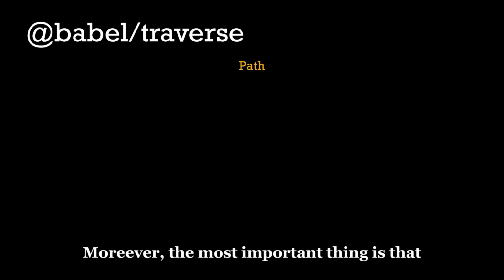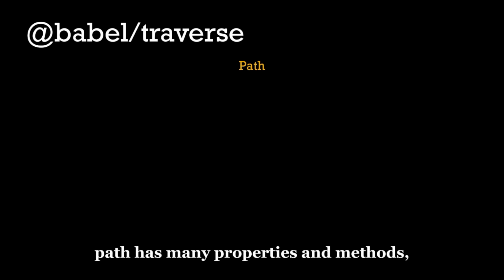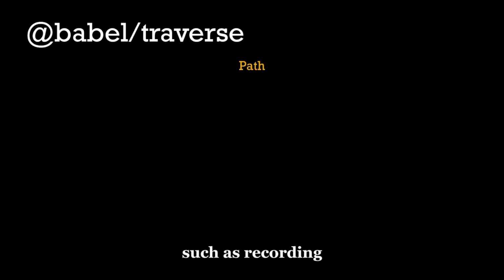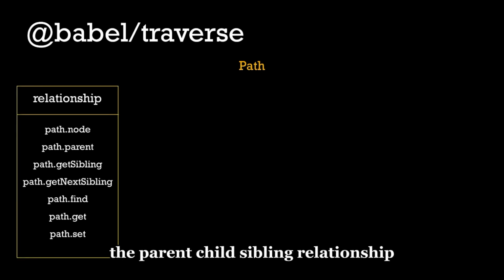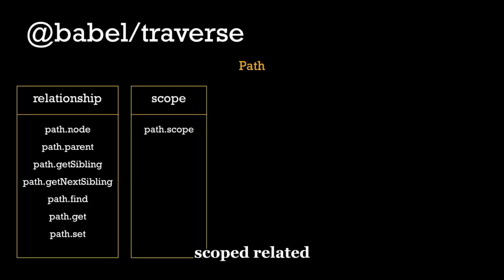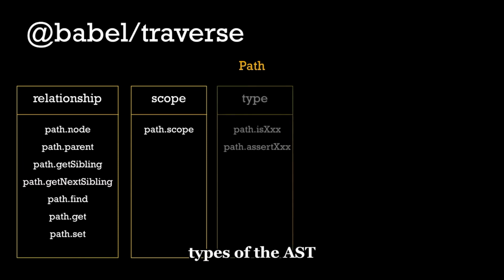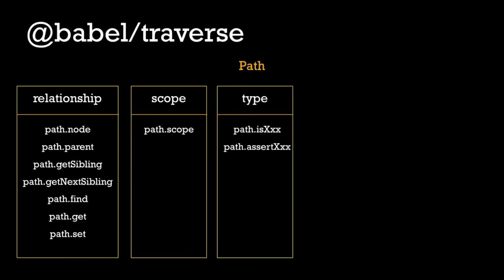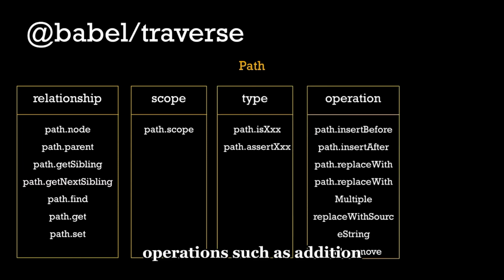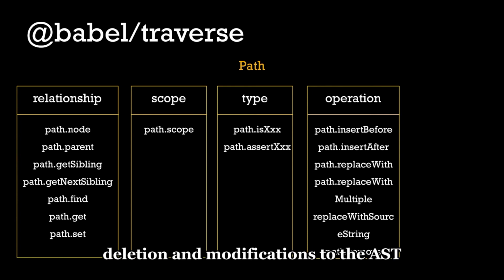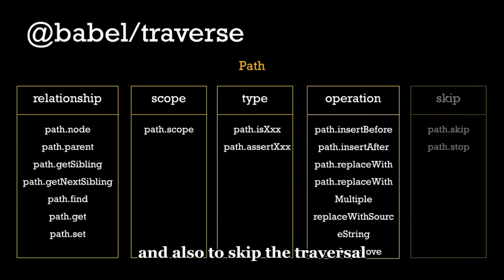Moreover, the most important thing is that path has many properties and methods, such as recording the parent-child sibling relationship, scope related, types of the AST, operations such as addition, deletion, and modification to the AST, and also to skip the traversal.